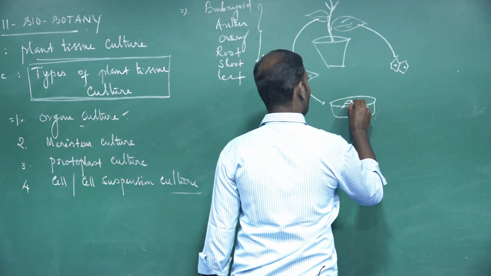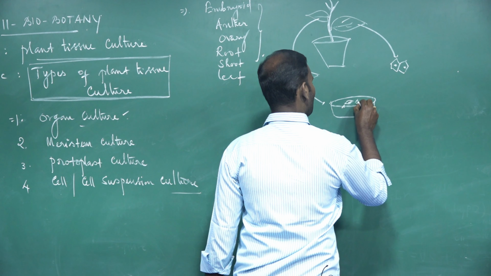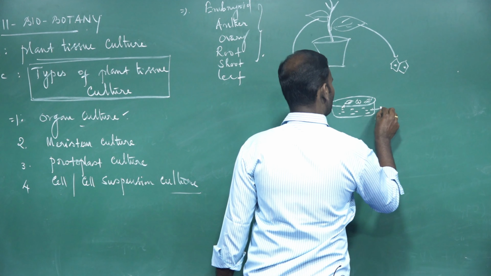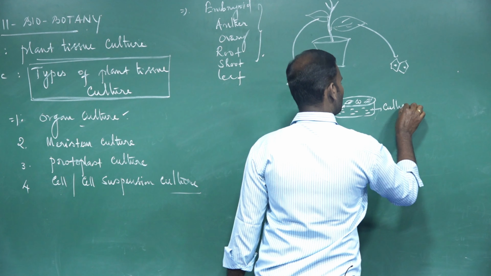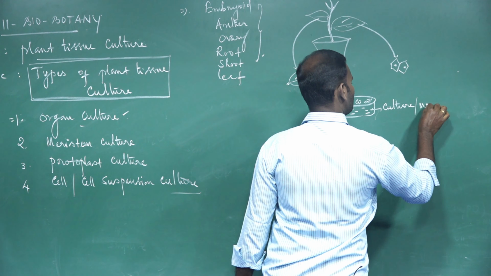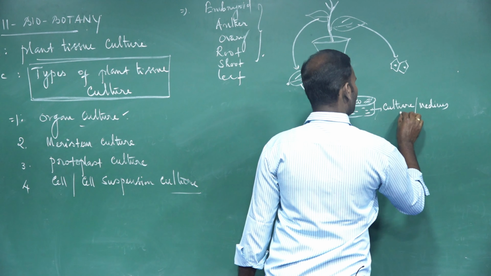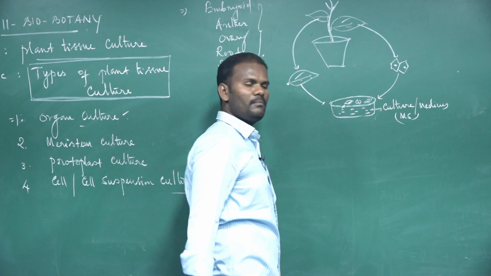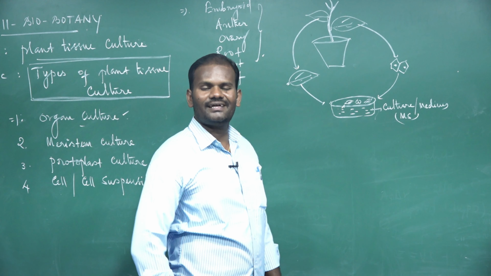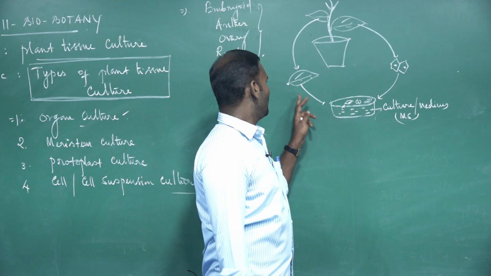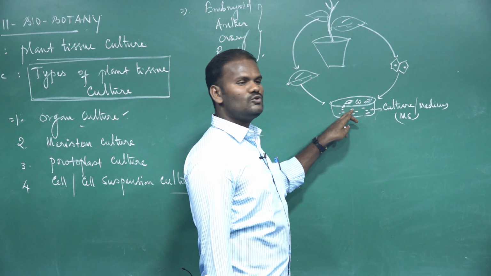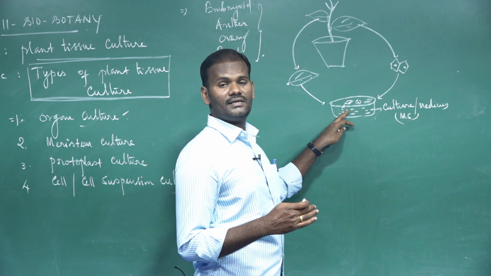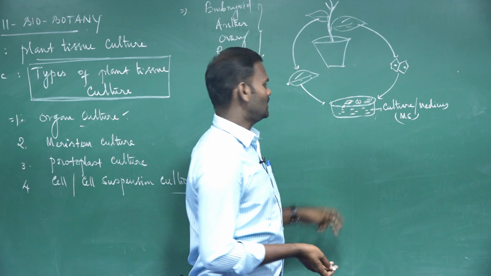Both leaf and cell are introduced. These are the culture medium, or MS medium, nutrient medium, Murashige and Skoog medium. Cells also are introduced into the culture medium by the process called inoculation. What is inoculation? The process of introduction of explant onto the culture medium is called inoculation. Inoculation is carried out under aseptic conditions by using laminar airflow chambers.